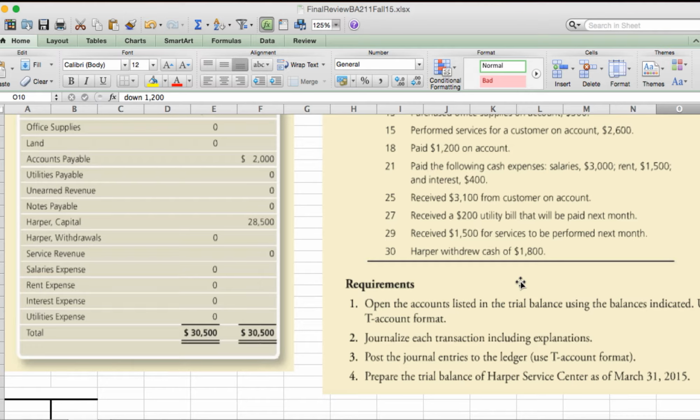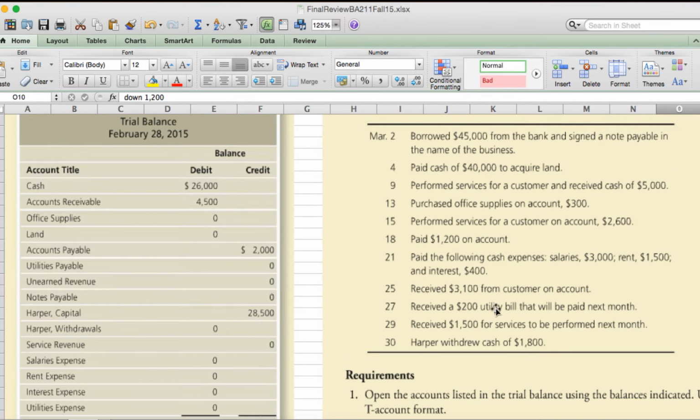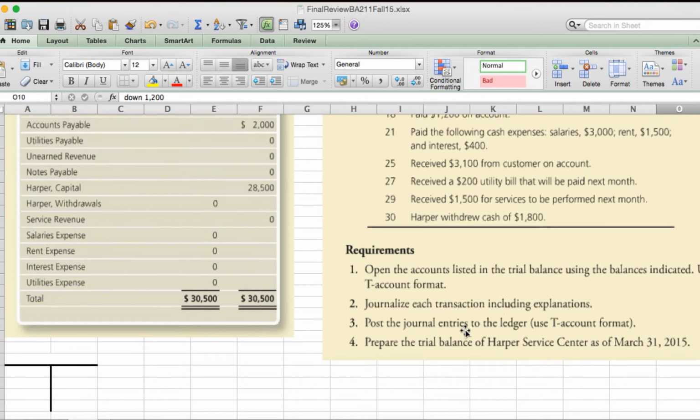So there's several steps here. First, we're going to put them in T-charts. Then we're going to look at each one of these transactions and do a journal entry for each one of those. Then we're going to take the effects of the journal entries and transfer those over to the T-charts. And then we would look at all the balances in the T-chart and transfer those numbers back into the trial balance.